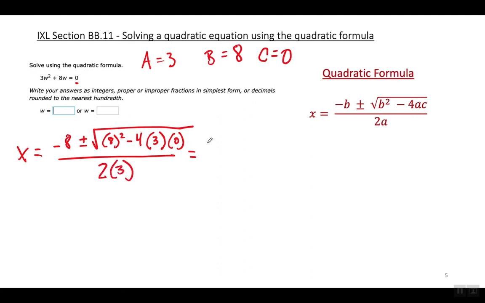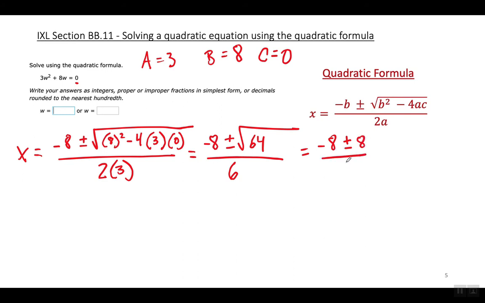All right, so I'm going to start simplifying. So I have negative 8 plus or minus the square root, 8 squared is 64. And then if I multiply all three of these numbers together, I'm going to get 0. So basically, when I simplify what's underneath the radical sign, I get 64. On the bottom, I have 6. So it's going to be negative 8 plus or minus the square root of 64, which is 8, over 6.